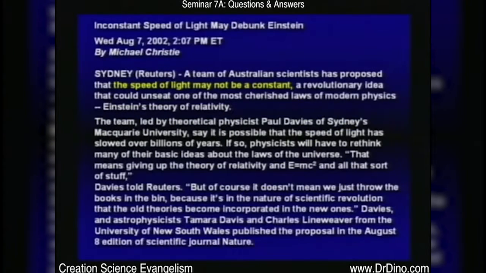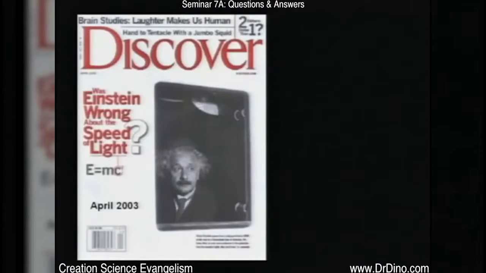There are articles here in Reuters News Service, the speed of light may not be a constant. I have dozens of articles like this in the last 15 years, and there will be much more detail in our college class about the speed of light. So don't let somebody tell you the speed of light is a constant. We don't know that. A big article came out in Discover magazine, asking was Einstein wrong about the speed of light back in 2000? He said, yeah, Einstein was wrong. The speed of light is not a constant.